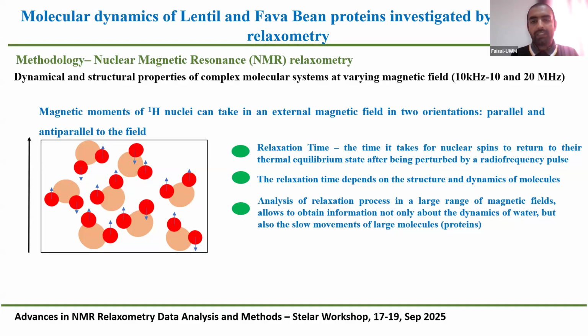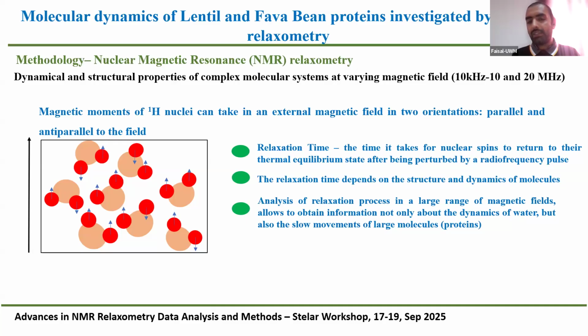And the most important is the polarization. The polarization of any sample stems from the difference in the population, and it is proportional to the magnetic field. When the value of the magnetic field changes, that is, it increases or decreases, the population of the energy levels changes accordingly until a new equilibrium is reached. The time it takes for the nuclear spins to reach their thermal equilibrium state after being perturbed by a radio frequency pulse is called the relaxation time.